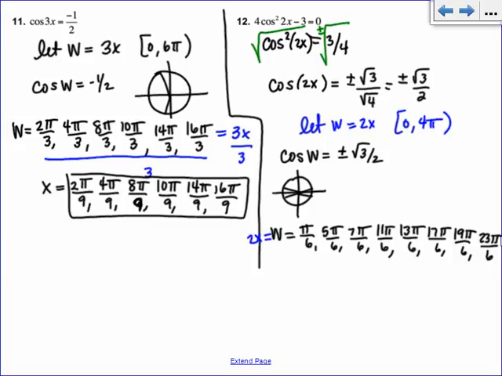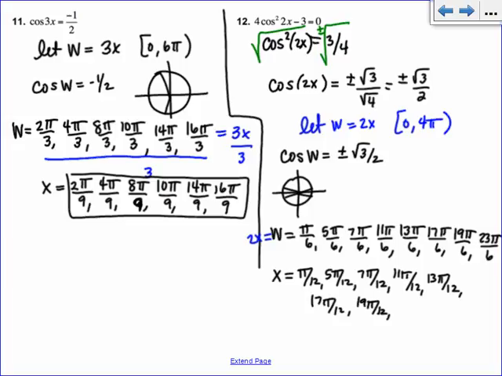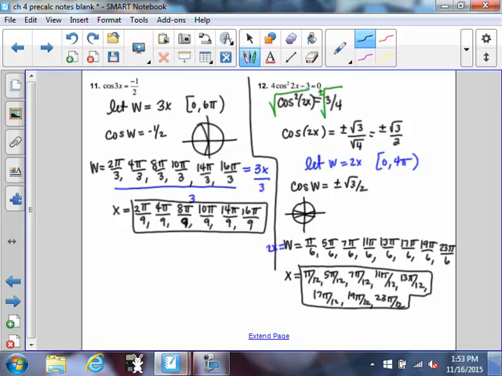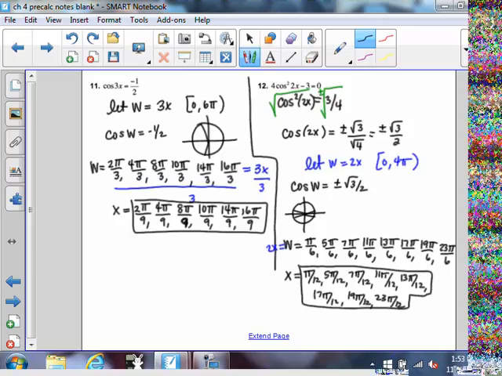So x is equal to pi over 12, 5 pi over 12. They're all easy because they're all over 12. 7 pi over 12, 11 pi over 12, 13 pi over 12, 17 pi over 12, 19 pi over 12, and 23 pi over 12. Ding, ding, ding. All done. All right, I told you some of them are long, but it wasn't hard, right? You guys know how to do it. It just takes a little bit to write them all down.